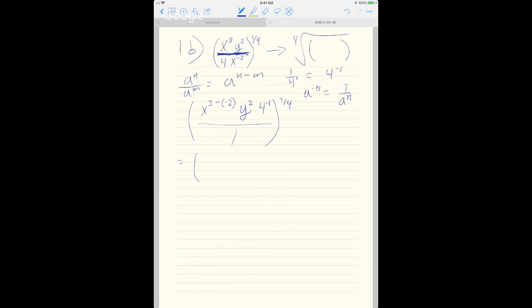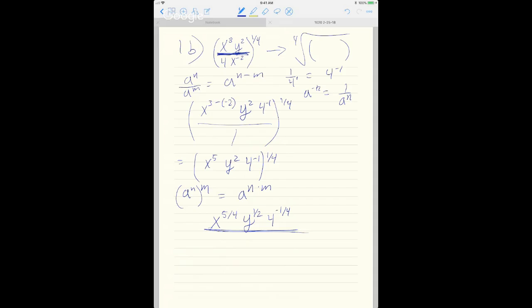So x to the 3rd minus a negative 2, x to the 5th, y squared, 4 to the minus 1, to the 1/4. Now I'm going to use the rule a to the n to the m power. So I have a to the n, I put it all to the m power, end up with a to the n times m. So distributing the 1/4 through in that manner, I get x to the 5/4, y to the 2/4, which simplifies to 1/2, and 4 to the minus 1/4.